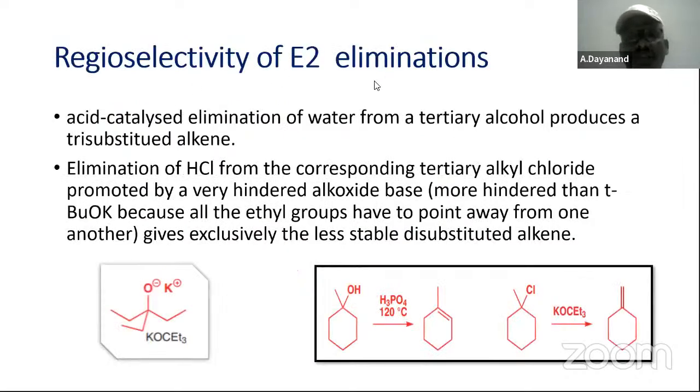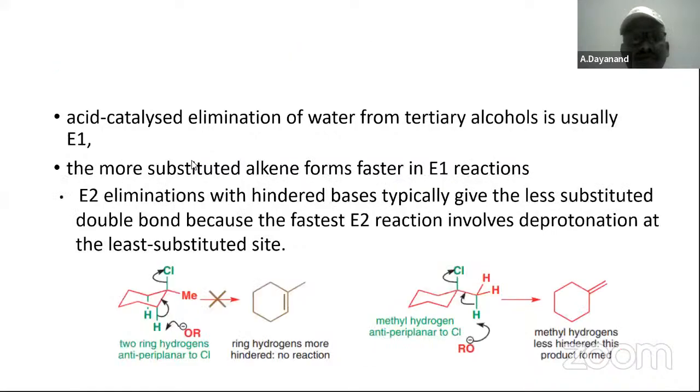Regioselectivity of E2 eliminations. Acid catalyzed elimination of a tertiary substrate produces a tri-substituted alkene. E2 elimination with hindered bases typically gives the less substituted double bond. దీన్ని హాఫ్మన్ ప్రొడక్ట్ అంటారు. Okay, here we are using this one, ring hydrogens, more hindered, no reaction.